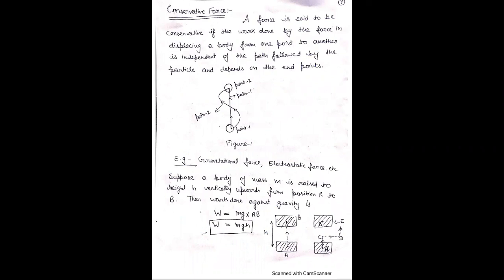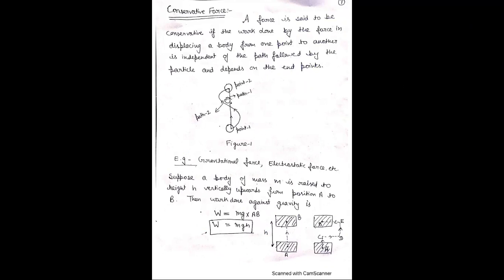A force is said to be conservative if the work done by that force in displacing a body from one point to another point is independent of the path followed by the particle and depends only on the endpoints. Basically, the work done by a conservative force does not depend on the path. It depends only on the initial position and the final position.